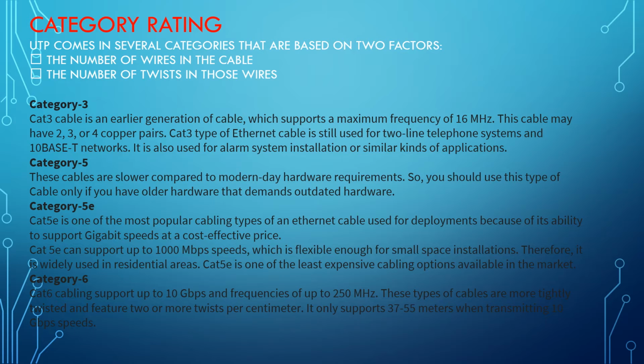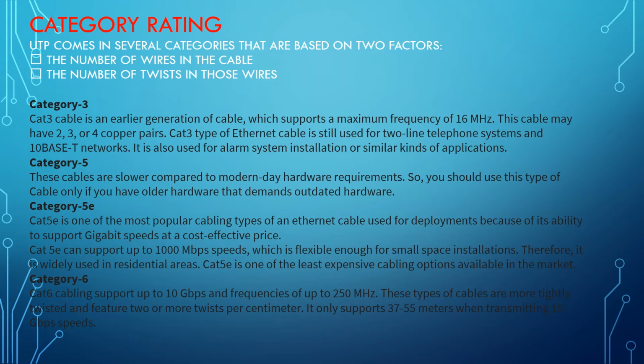Category 5. These cables are slower compared to modern-day hardware requirement, so you should use this type of cable only if you have older hardware that demands outdated cabling. Category 5E. Cat5e is one of the most popular cabling types of an Ethernet cable used for deployments because of its ability to support gigabit speeds at a cost-effective price. Cat5e can support up to 1000 Mbps speed.